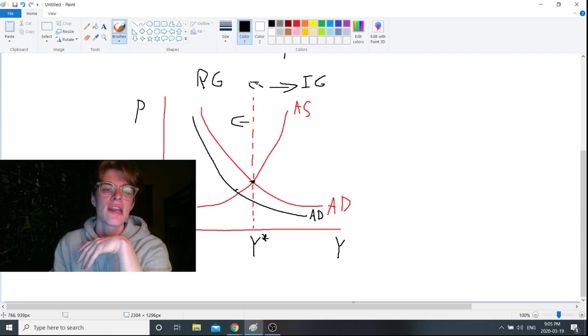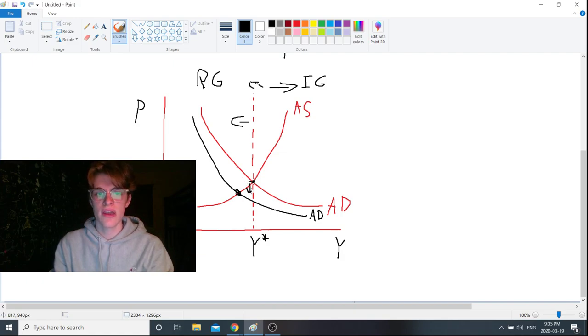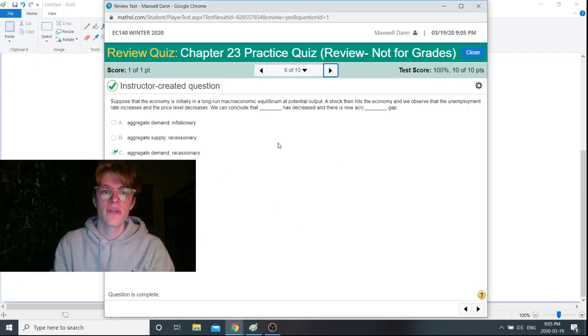So right now our short run equilibrium is right here. So right now we're in a short run recessionary gap, at which point price level has fallen, as you can see from there, and unemployment rate has risen because we're in a recession. And that was aggregate demand that shifted.